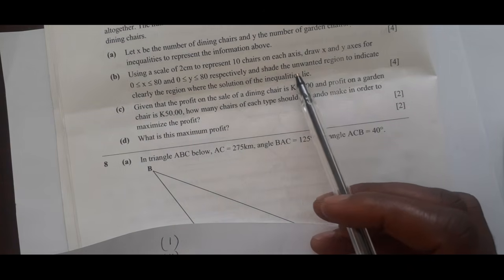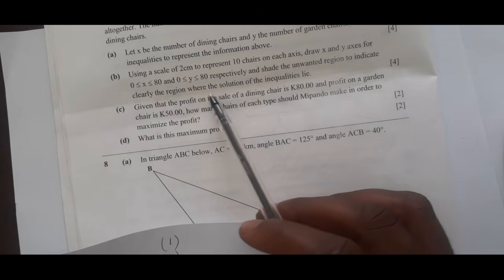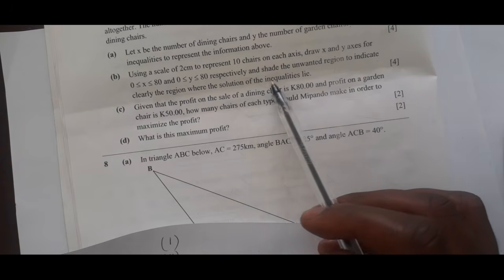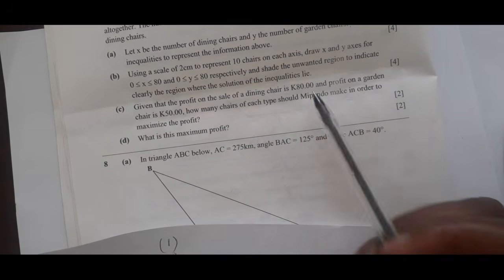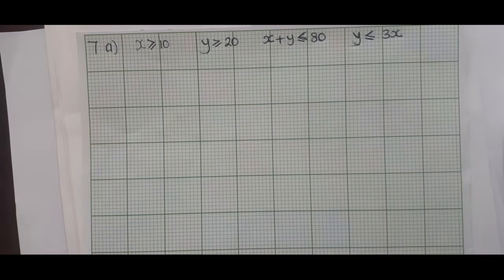Respectively, and shade the unwanted region to indicate clearly the region where the solution of the inequalities lie. So what we are going to do here, we are going to plot these inequalities. So we draw our graph here.